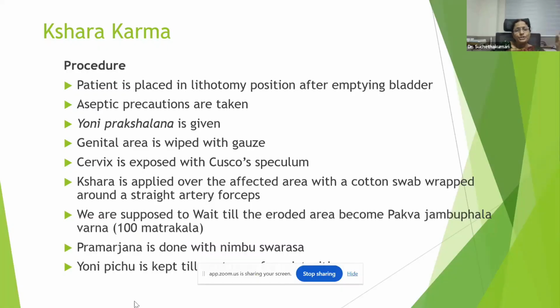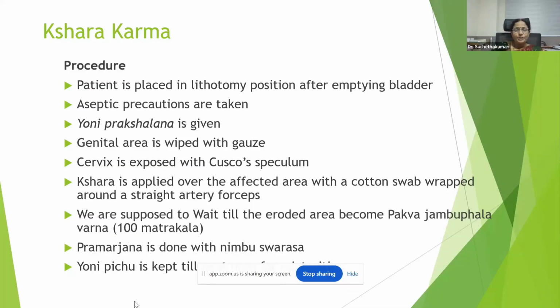in the lithotomy position. Yoni Prakshalana is given and the cervix is exposed with the speculum, especially the Cusco's speculum, which is the self-retaining speculum, which can expose only the cervix, and the vaginal walls will not be exposed, so that the kshara can actually be inserted or applied over the affected area on the cervix.